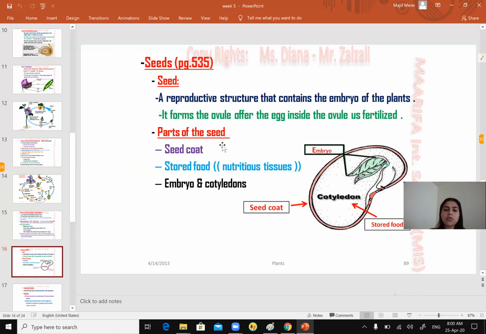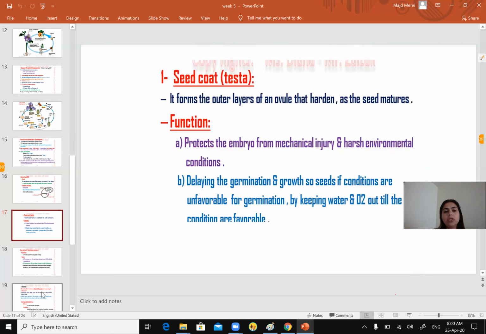So the parts of seeds are the seed coat, which has another name, the testa, the stored food or nutritious tissue, and the embryo, which is made up of three parts, as I told you: a part that will form roots, a part that will form leaves, and the cotyledon. Let's start with the outermost part of a seed, which is the seed coat, or testa.